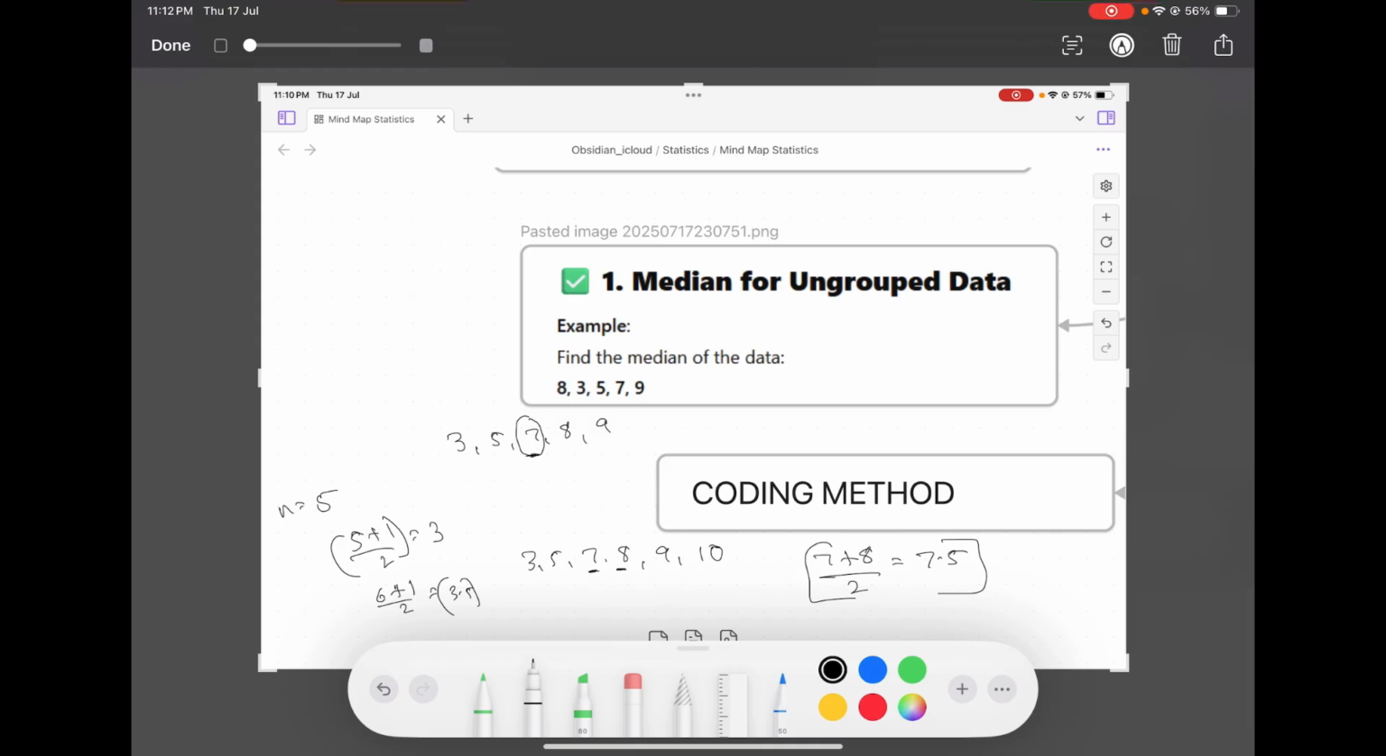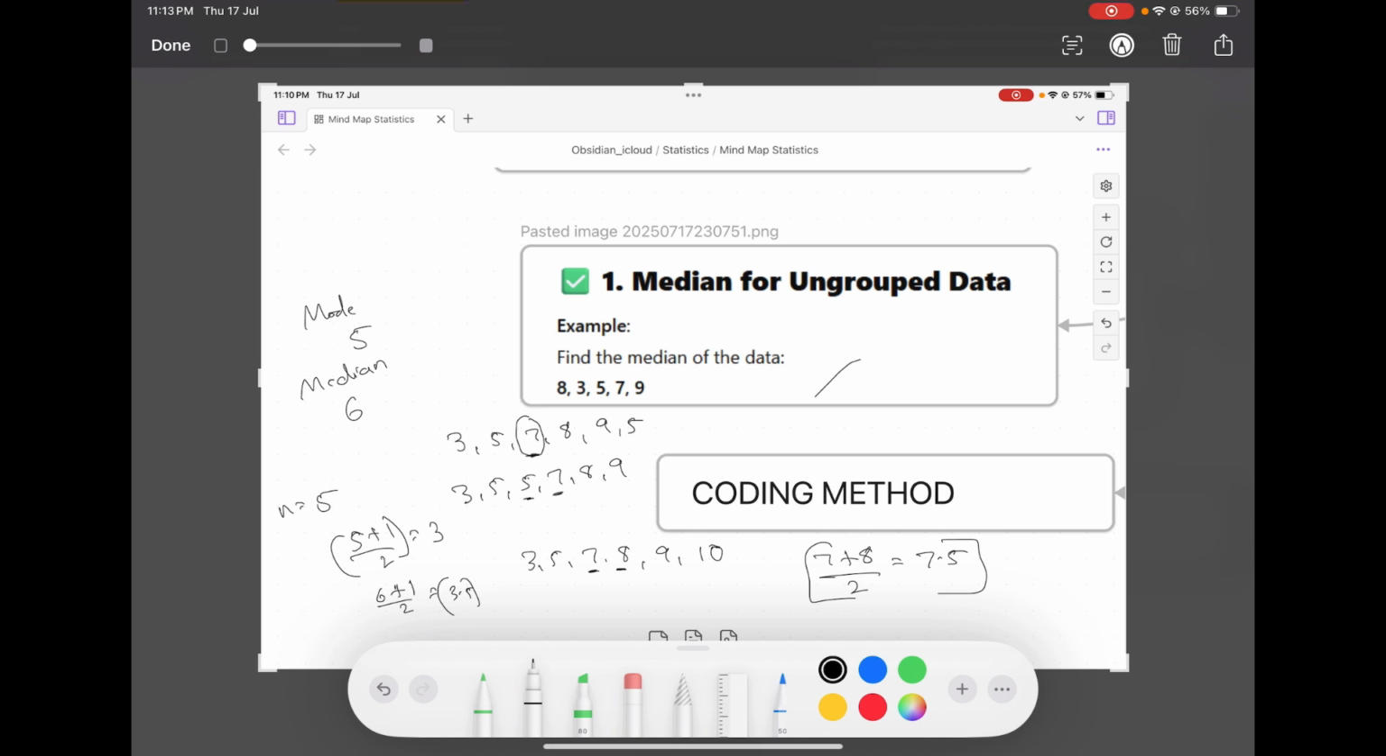Earlier we have seen the mode, that is the number which appears the maximum number of times. Let us take a comparative example. Suppose 5 appears one more time, so it will be 3, 5, 5, 7, 8, 9. In this case the mode is 5. The median will be the average of 5 and 7, so it will be 6. So the median will be 6. This is the difference.